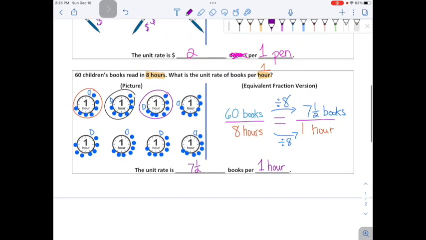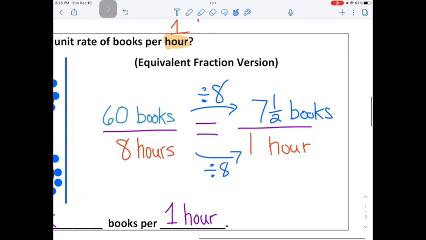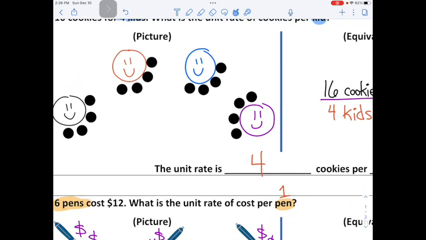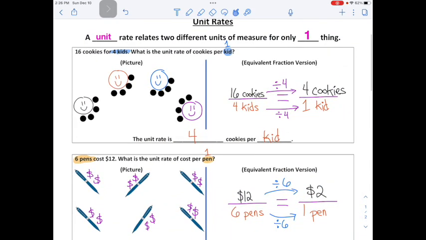How do you know what to do? Well, honestly, the picture version and the equivalent fraction version are going to work for every problem, every single one. It probably makes sense to do one over the other. I really like the equivalent fraction version for every problem, but the very first one didn't take me very long to draw a picture, right? The important thing is that you are getting the correct answers, and on your practice page, I'd like you to try both the picture version and the equivalent fraction version.